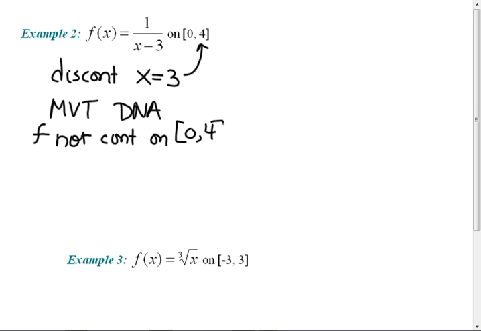And that occurred last year. They asked, I can't remember what they asked, but it had to do with the mean value theorem, and it didn't apply because there was a sharp corner there. So what about example 3?